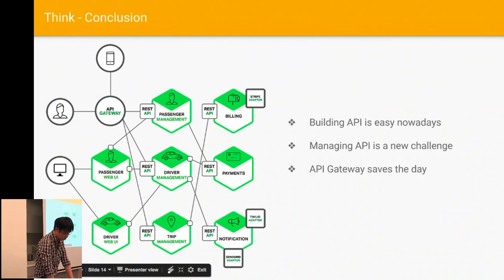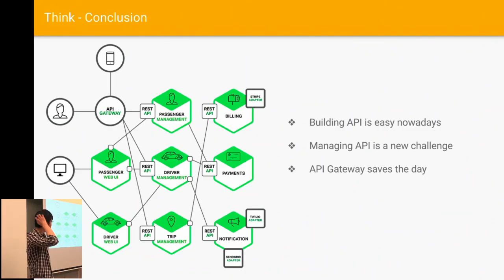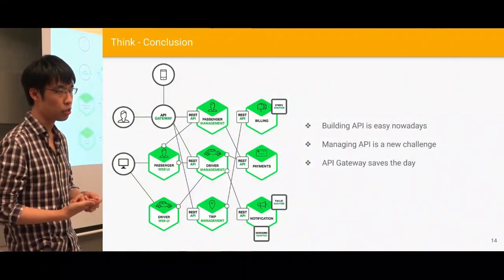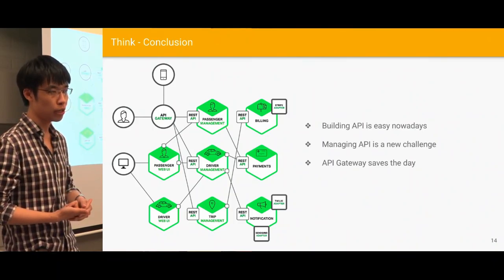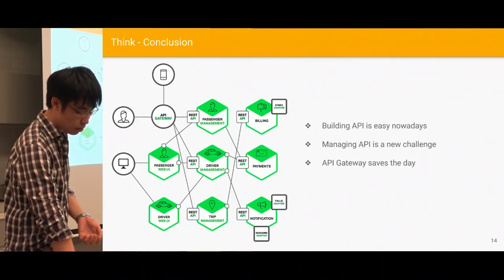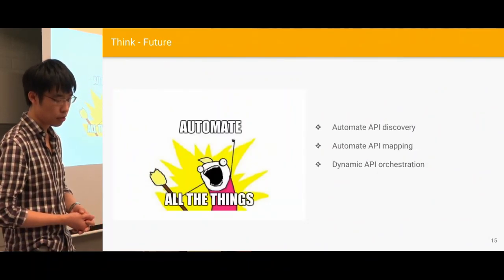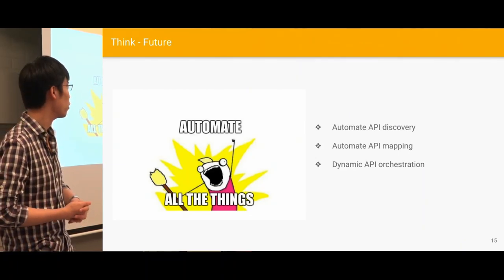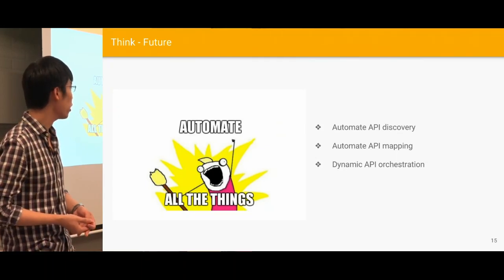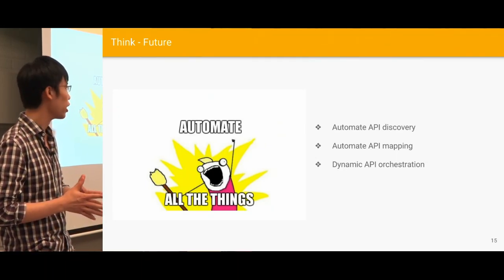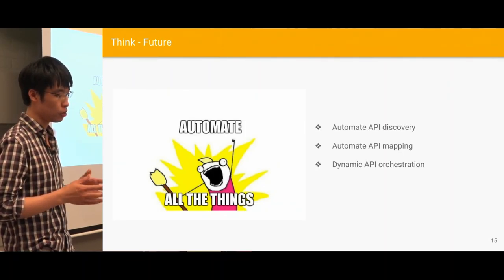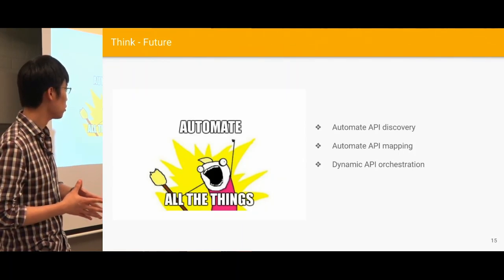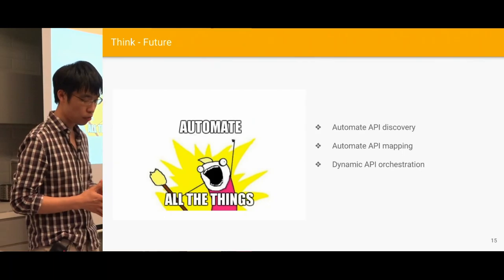And as a conclusion, my talk mainly talks about what an API gateway is and how you can use an open source implementation to make your life easier to manage APIs in your microservices. And in the future, I think there are a lot of things that need to be done. For example, most of the API gateways currently don't have API discovery, and there are no dynamic API mappings, or there's no UI for you to merge multiple APIs together to create a new API. So these may be some of the things the future will bring.